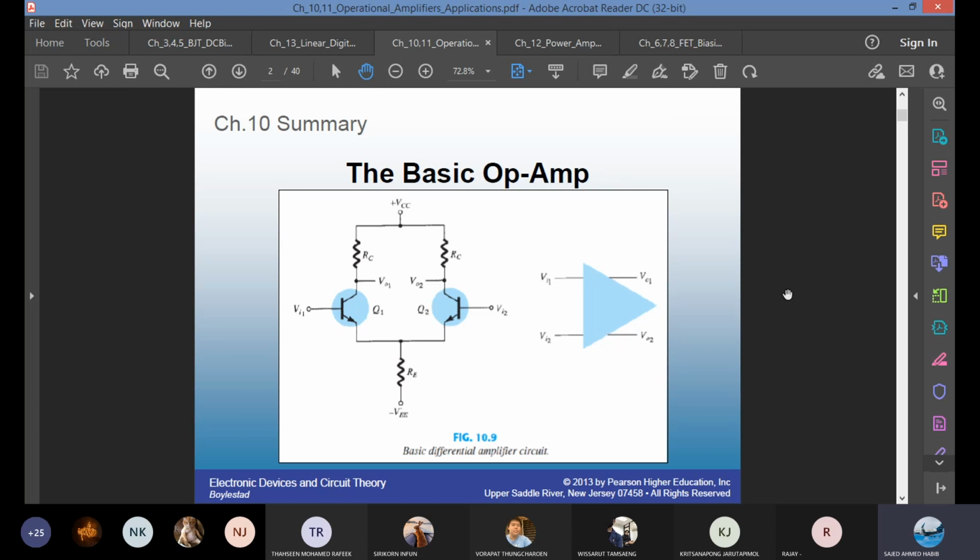The op amp will also be a part of your exam. In the final exam, everything from the beginning until the end is included. So you have to study the chapters before the midterm.